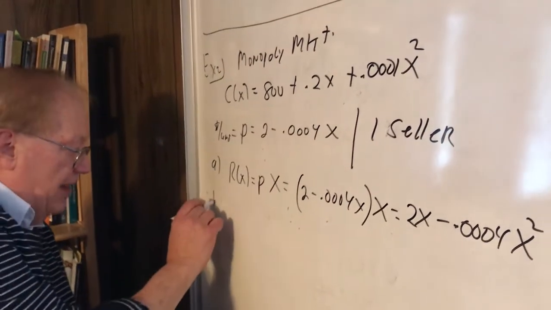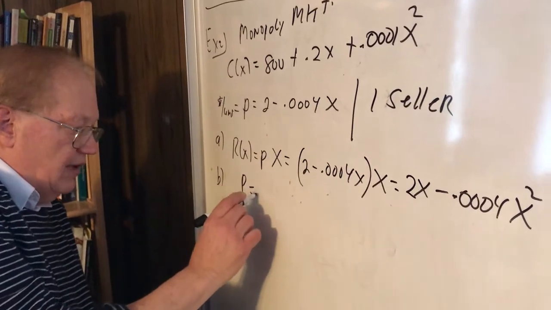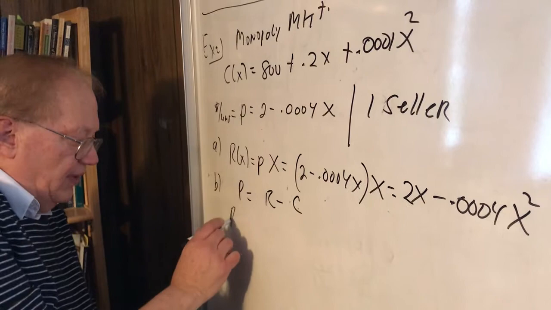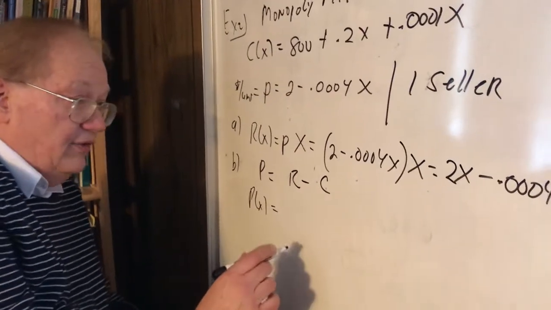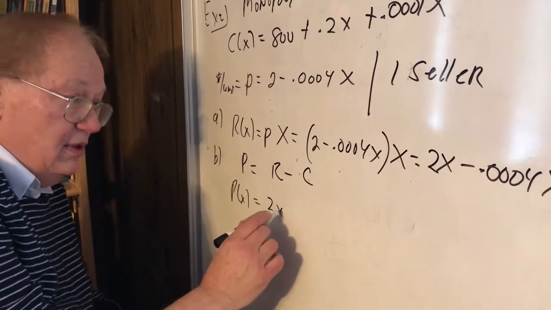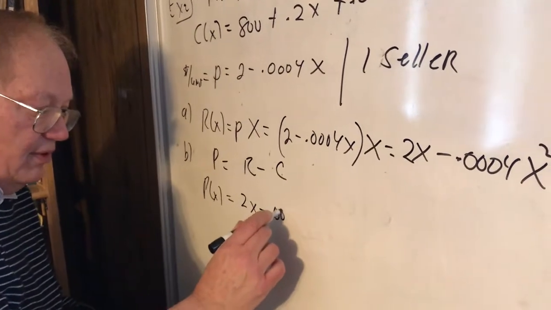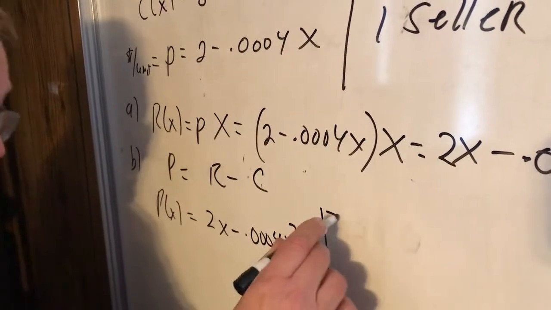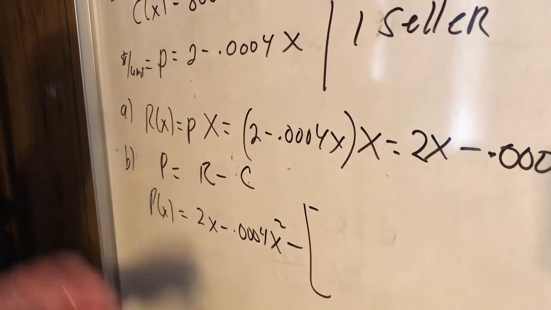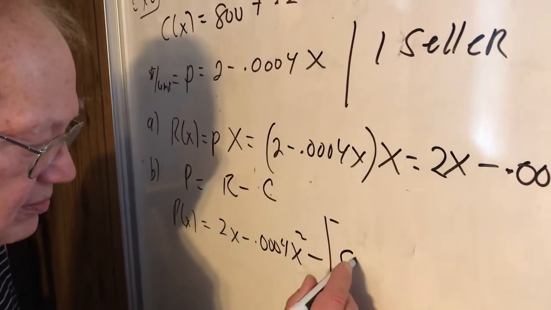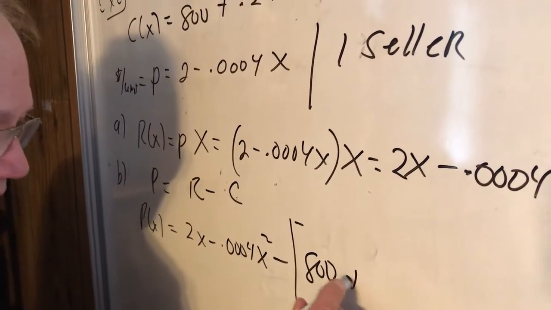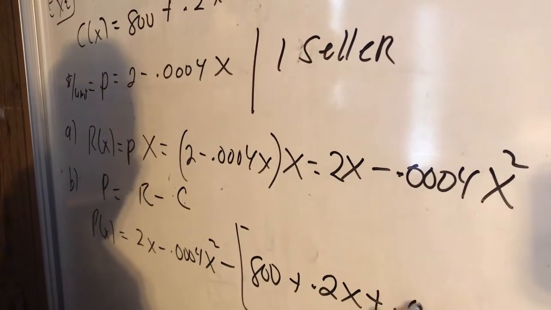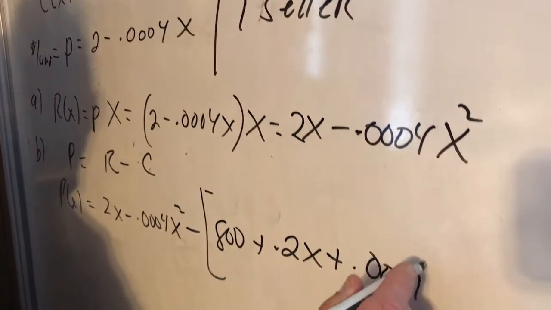Now you want to find your profit function. Profit equals revenue minus costs. So our profit function is going to equal 2x minus 0.0004x squared minus, remember the bracket, we're going to have to distribute, 800 plus 0.2x plus 0.0001x squared.